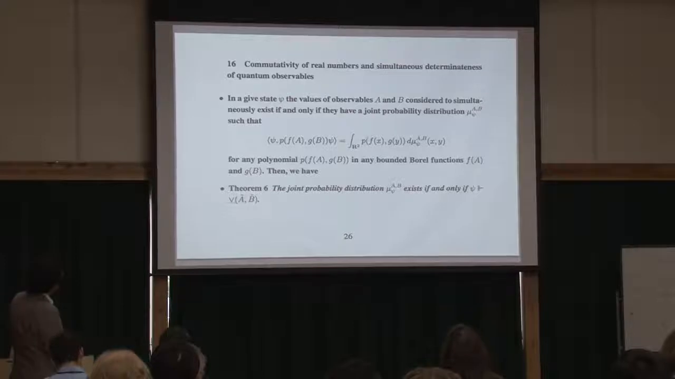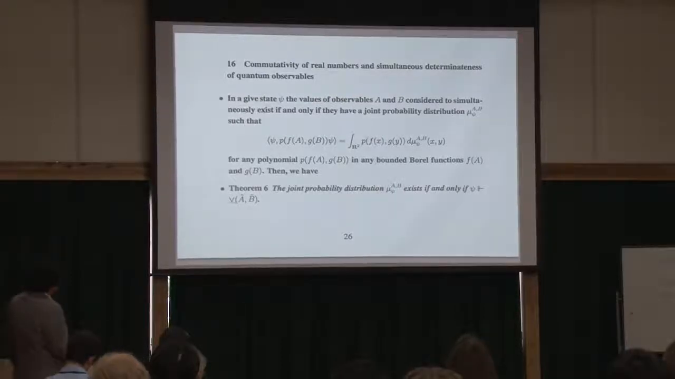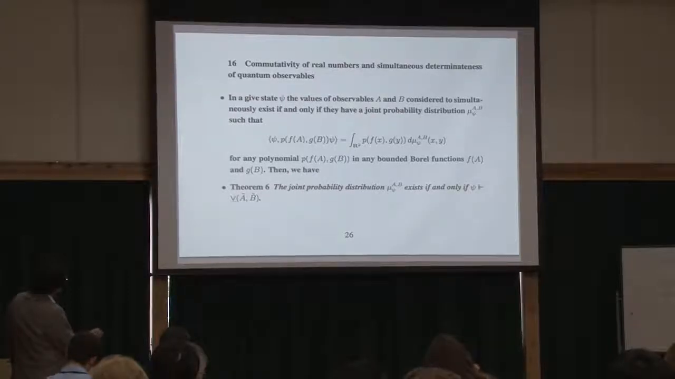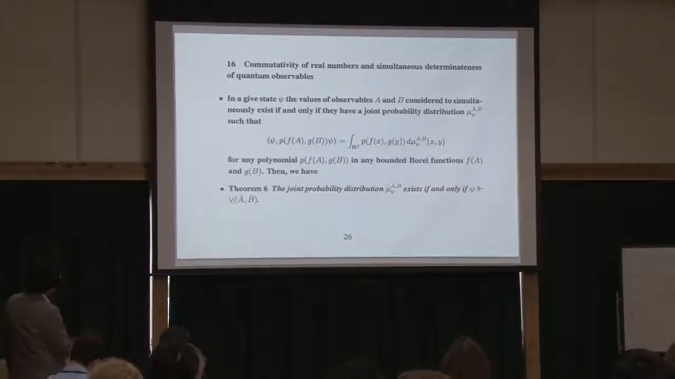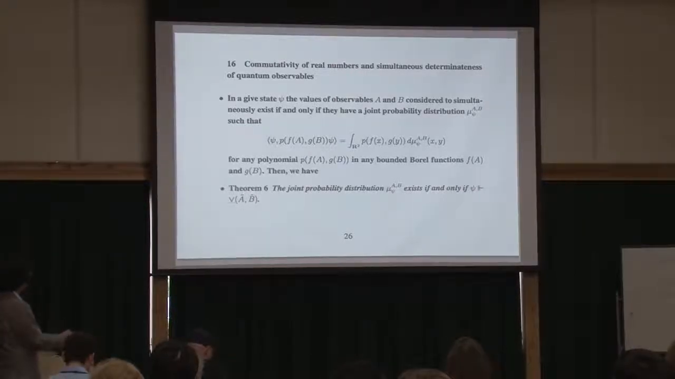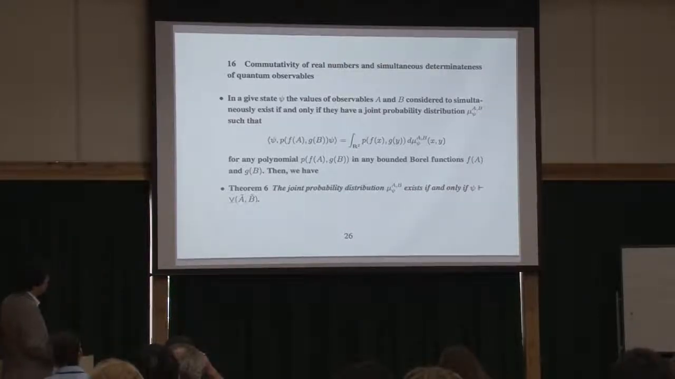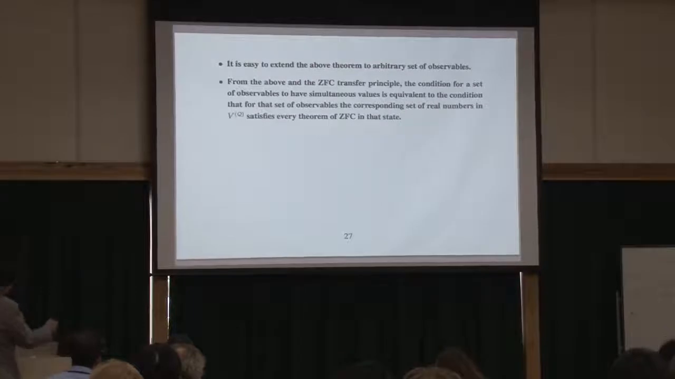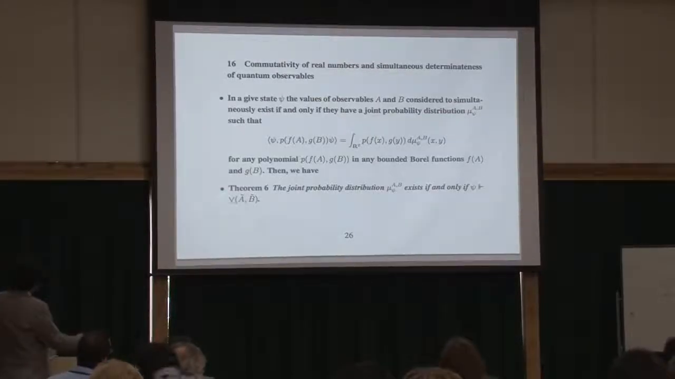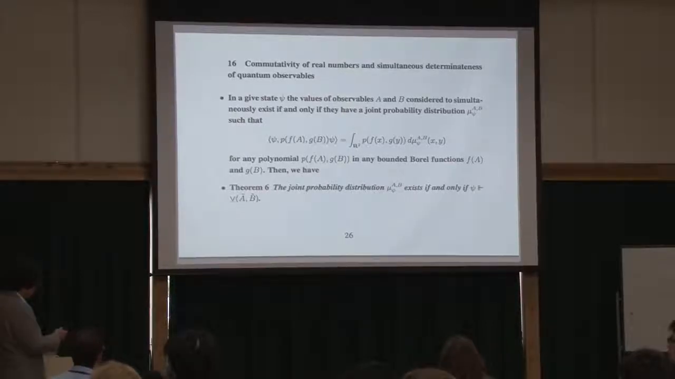And also we can characterize commutativity of real numbers and simultaneously determinate quantum observables. We define the joint probability of the two observables A and B in a state psi, as some hidden variable interpretation of the quantum mechanical expectation of all the polynomials f of A and g of B, by this standard integral formula. Then the joint probability distribution exists if and only if the corresponding quantum real numbers A tilde and B tilde are commuting in this state. This state dependent truth value means that the projection corresponding to the truth value of this includes this state as an element of the subspace.